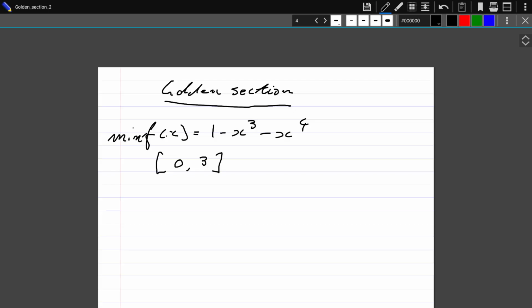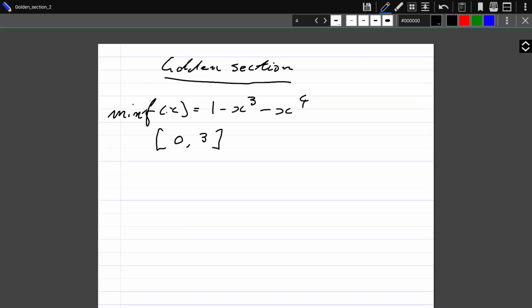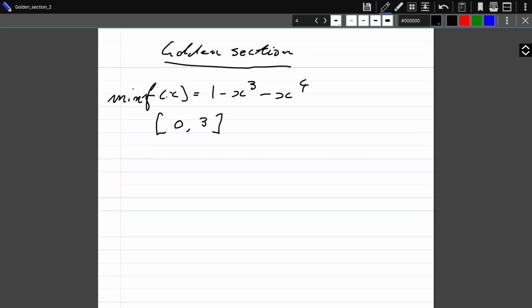Today I thought we'd take a look at the golden section search, which is something that's not always well answered in the exam or in assignments, but is a really easy algorithm and should be easy marks for you to get. So as the example, let's take the function f of x is equal to 1 minus x to the third minus x to the fourth, and we want to minimize this function over the interval 0, 3.